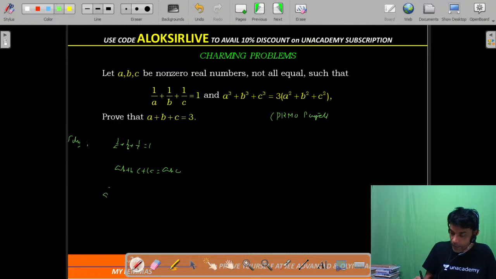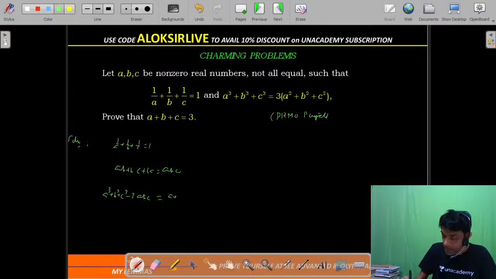So I can factorize a cubed plus b cubed plus c cubed minus 3abc as 3 times... one factor is a plus b plus c times a square plus b square plus c square minus ab minus bc minus ca. That's all right. And it is given to be 3 times a square plus b square plus c square, right?